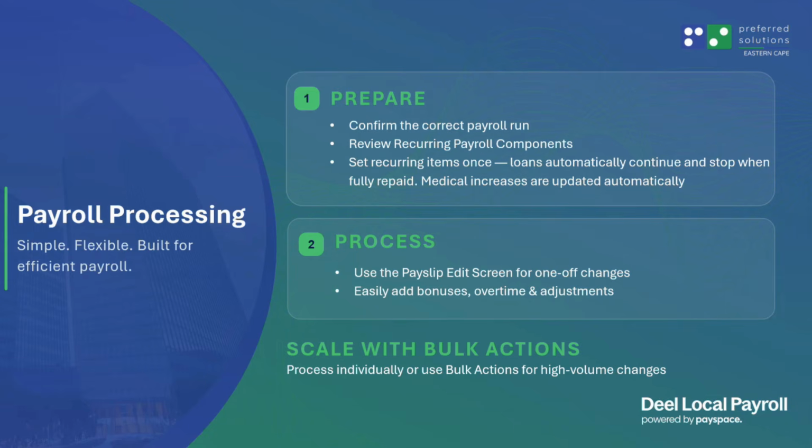This process starts by confirming that we have the correct payroll run open, and then we review the recurring payroll components. Now, this is where some of the automation really adds value. For example, some key features on certain recurring components are that loans can continue and stop automatically once they are fully repaid, and medical aid increases are updated annually every year.